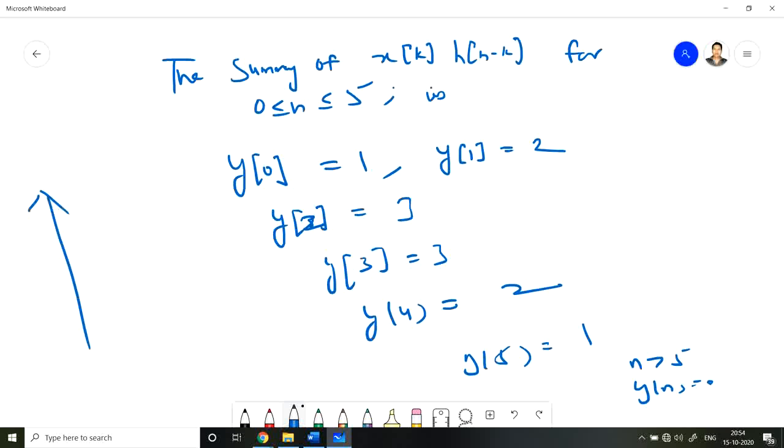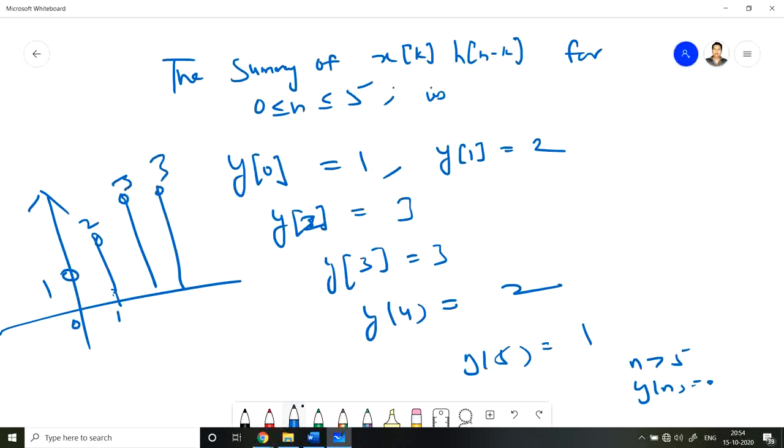So we can plot this. At n equals 0 we have 1, at n equals 1 we have 2, then we have 3, again we have 3, then we have 2, then we have 1. So this is our yn.